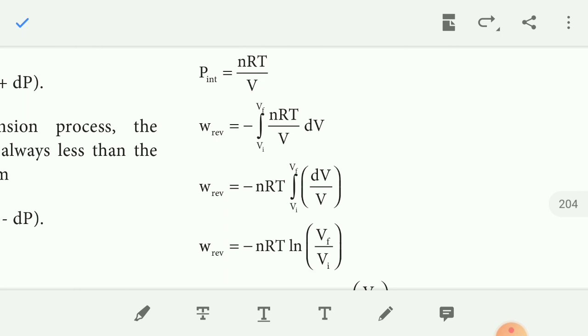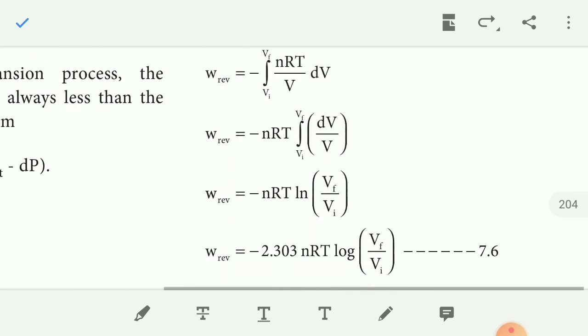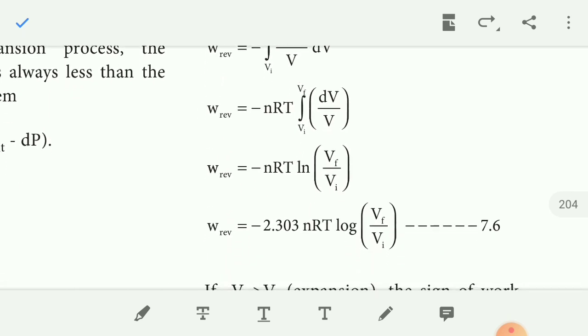After integrating, the integral is a ln. So W reversible equal to minus nRT ln Vf by Vi. Converting ln to log, multiply by 2.303. W reversible equal to minus 2.303 nRT log Vf by Vi. If Vf is greater than Vi, it is expansion, and the sign of work done by the process is negative. If Vf is less than Vi, it is compression, and the sign of work done is positive.